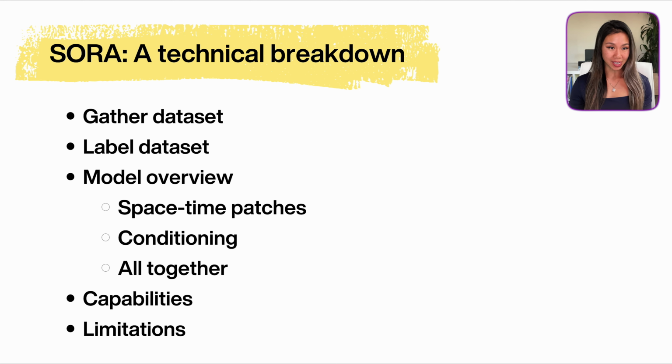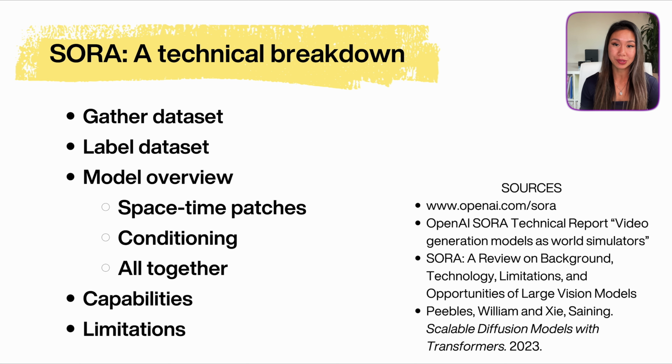So this is today's agenda. First, we'll cover the dataset, how it was gathered and how it was labeled. Then we'll cover the model, including how it uses space-time patches, how it applies conditioning, and then piecing it all together. Then we'll discuss Sora's capabilities, particularly its multimodal ones. Lastly, we'll close it out with Sora's limitations and possible solutions for them too. These are the sources that I used. Today's technical breakdown is my best interpretation and consolidation of these available sources.